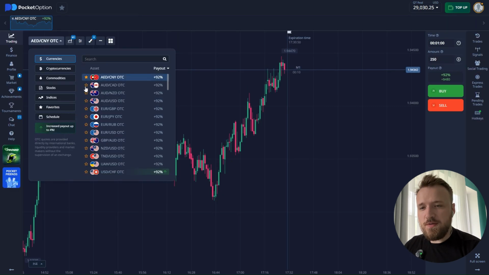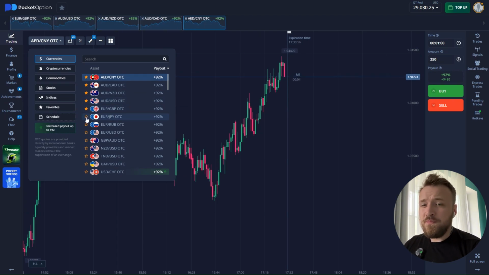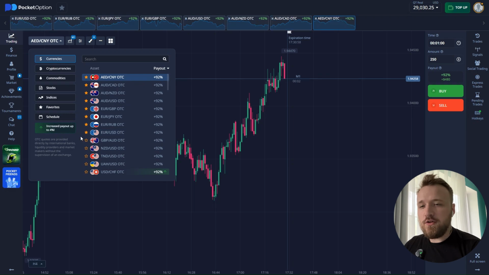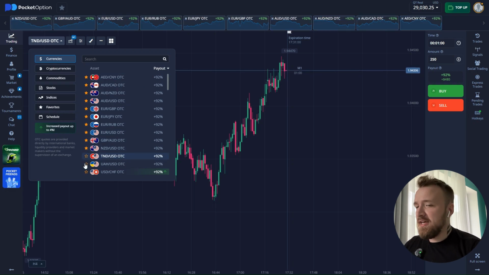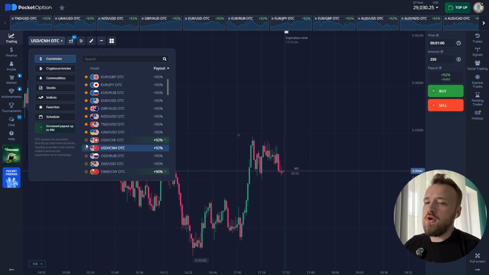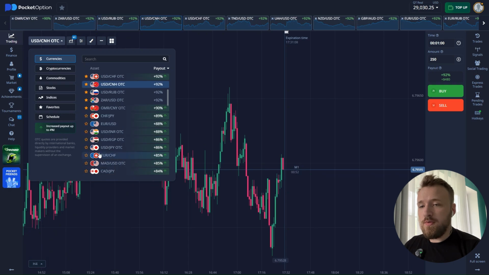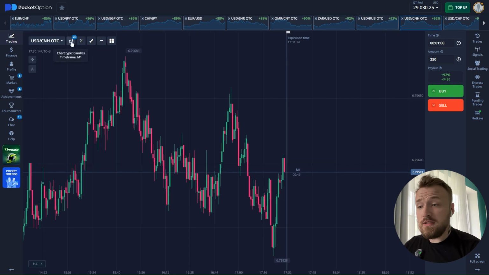Let's set up the currency pairs. We'll pick absolutely any of them. It doesn't really matter to us which asset we trade. The most important thing is to have a good payout percentage. The higher the payout, the faster your balance grows. So let's pull up the assets, choose as many as possible so that you have plenty of room to operate. All right, I think that's enough.